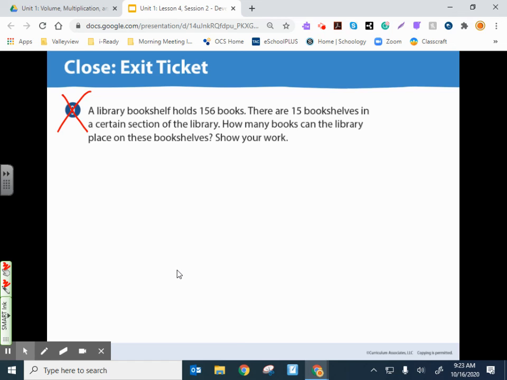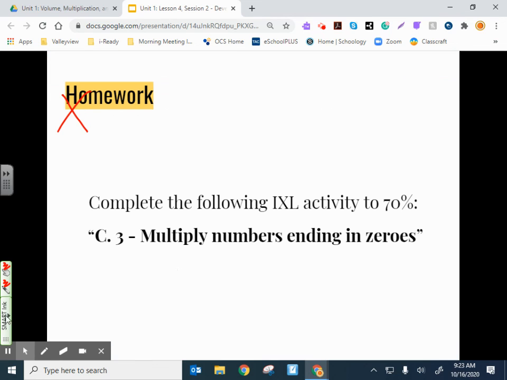All right, so your homework is going to be IXL again. This time it's C3, multiplying numbers ending in zeros. I want you to get some practice on that. Plus, I found that doing that is just a great warm-up and builds some confidence with working with larger numbers. Remember, you only have to go to 70%. You can go to 80% or 100 if you want extra stuff for your Classcraft character. And let me know if you have any questions.